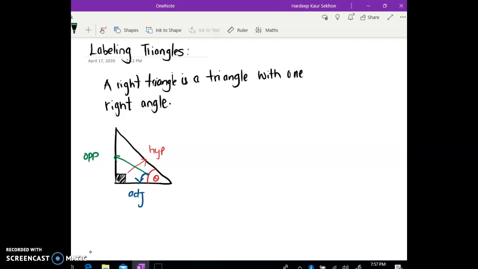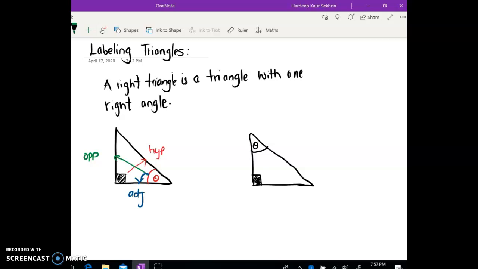Okay, so I'm going to give you a second to try that one. I'll draw another triangle for you. So let's label this triangle, given that angle theta is located at the very top. This is a 90-degree angle. Pause the video for a moment and see if you can label the triangle correctly.